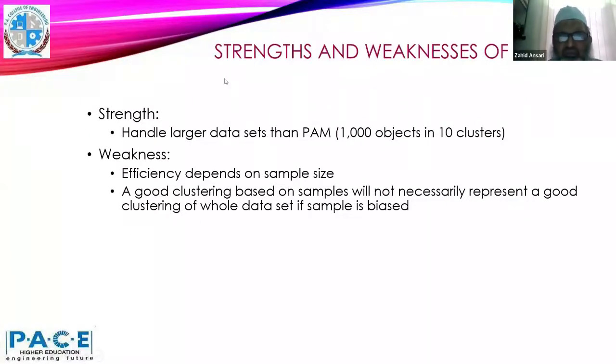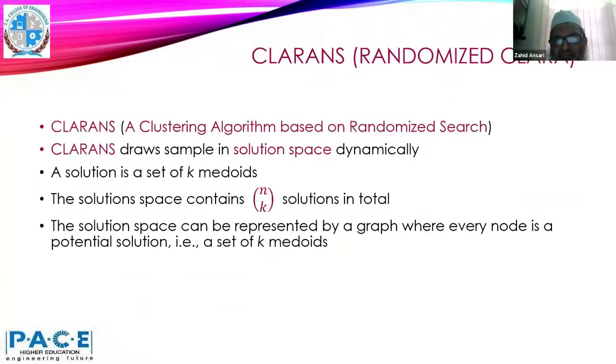Now, strengths and weaknesses. It can handle larger data sets than PAM. Weaknesses: efficiency depends on the sample size. If the sample size is large, then the same PAM problems will be there. A good clustering based on the sample will not necessarily represent a good clustering of the whole data set if the sample is biased. So it depends on how good the sample is. If the sample is biased, then the results may not be that accurate.